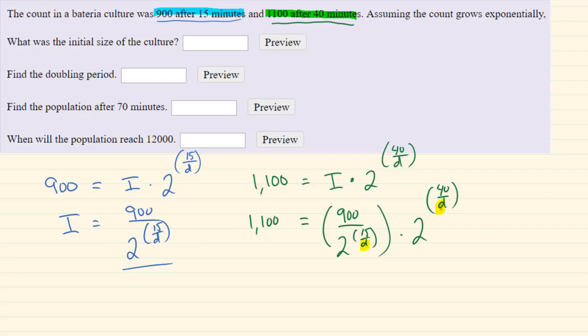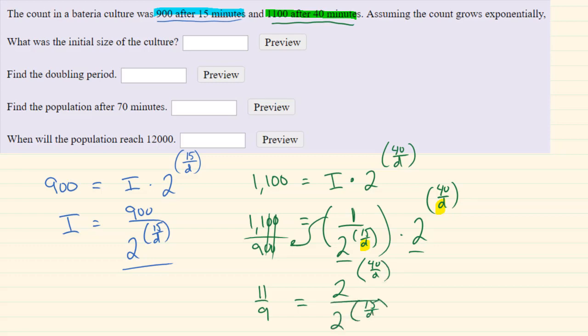And now what we've done through substitution is we've got a single equation with a single variable, the d. And we're going to do some arithmetic and some algebraic manipulation in order to get d by itself. So the first thing we'll do is divide both sides by 900. So we're going to take this 900, we're going to move it down into the denominator right here. And then we're going to combine the common base 2's. So we'll end up with, if we cancel this, 11 over 9 equals 2 to the power of 40 divided by d divided by 2 to the power of 15 divided by d.